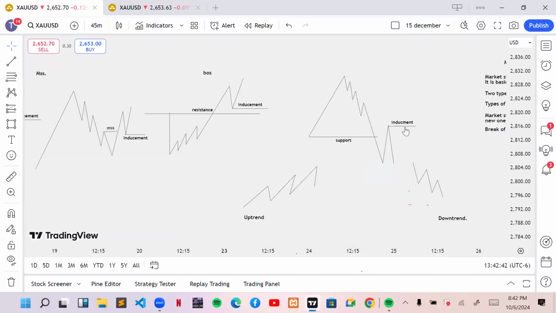Now, the pullback can be multiple candles and it can also be one candle. Everything depends on the time frame. Let's say there are 5 minute candles, and it's 1, 2, 3, 4, 5, 6, 7, 8, 9, 10. On the 1 hour time frame, it can just be a single candle. On the 5 minutes time frame, it can be 10 candles. So how many candles it is does not really matter.